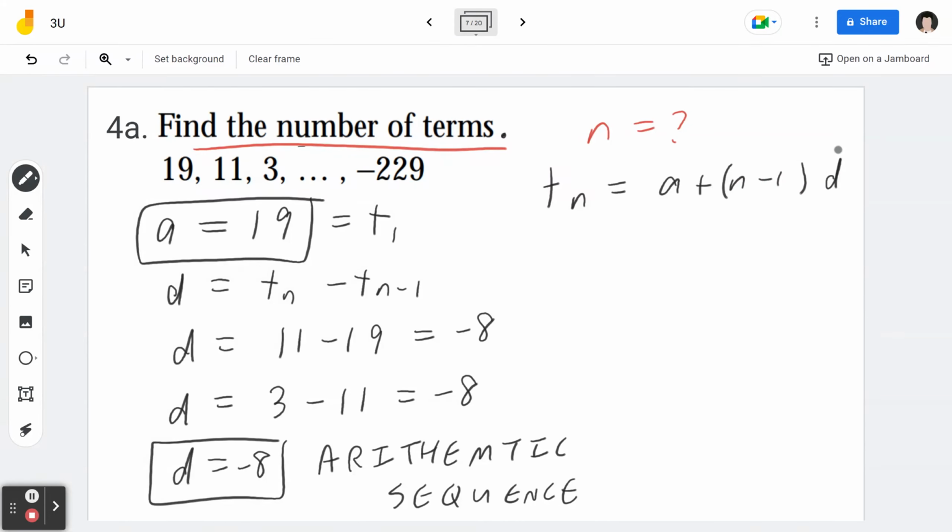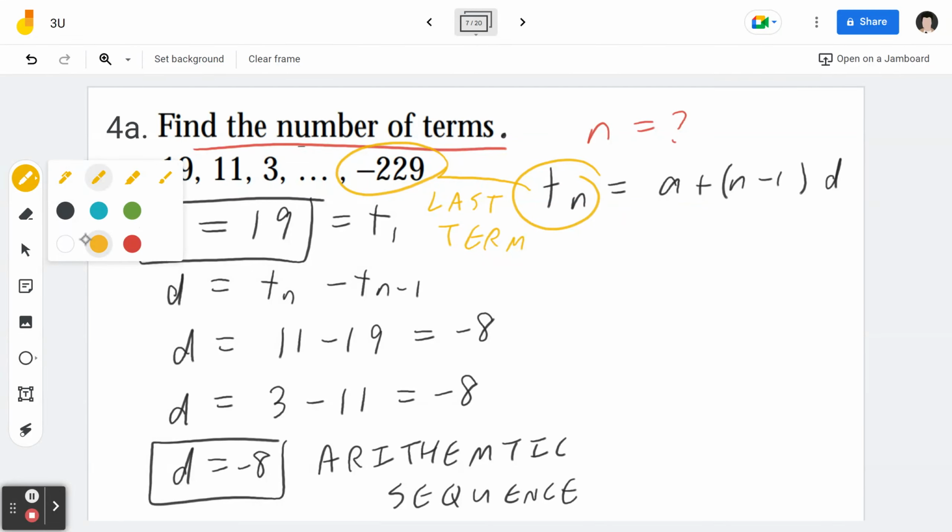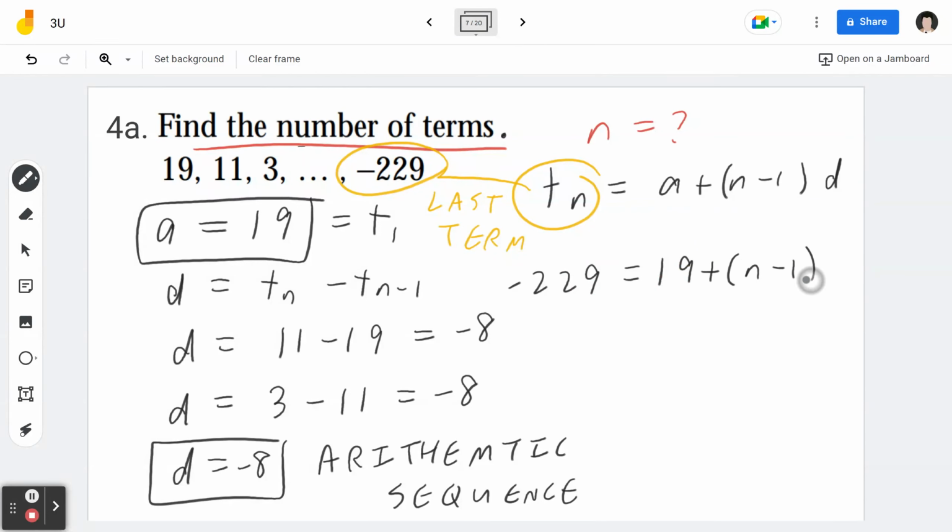You have everything else. Again, please remember, Tn is the general term, or in this case, we call this the last term. So that last number, -229, is going to be Tn. So I go back, I plug it in, -229, which equals a is 19. And of course, d is going to be -8. So now I can solve for n.